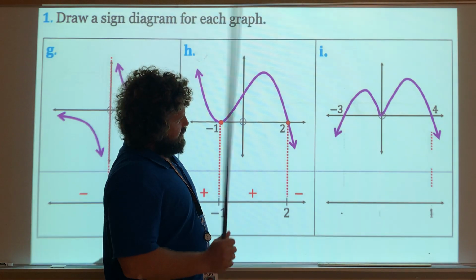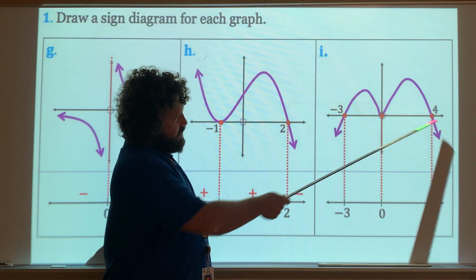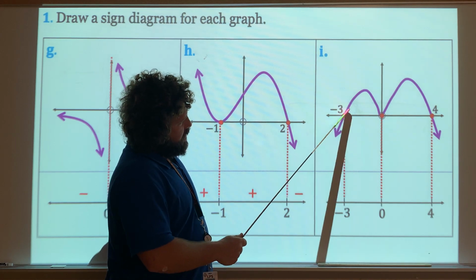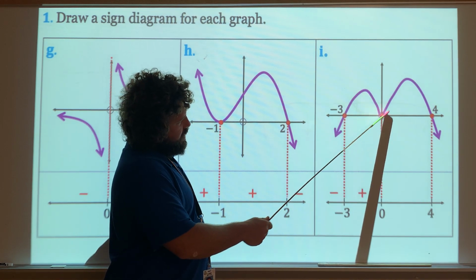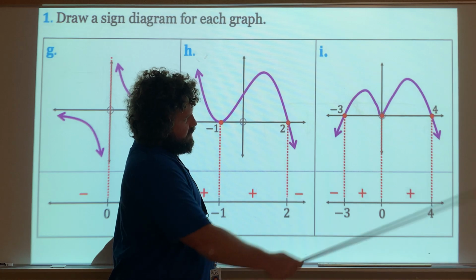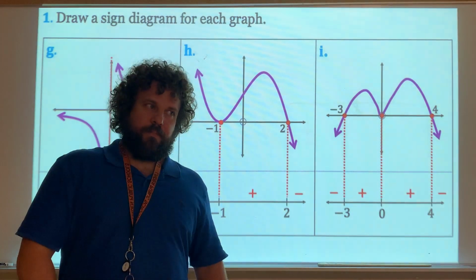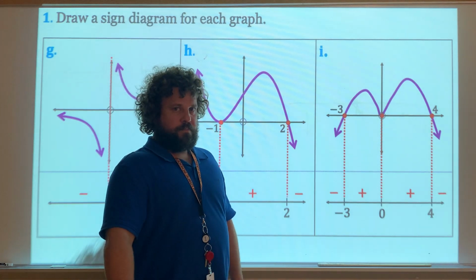All right. You have 3 zeros at -3, 0, and 4. Below is negative. Above is positive. Above again is positive. And then below is negative. Okay. That's it.